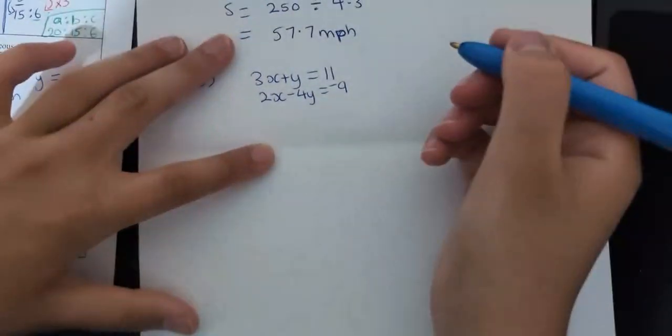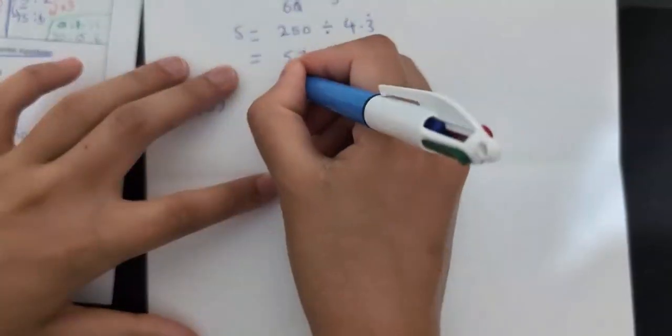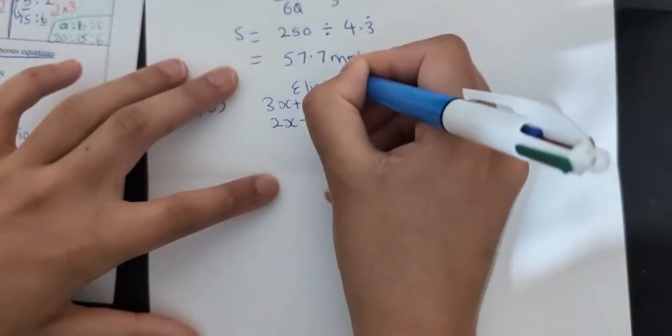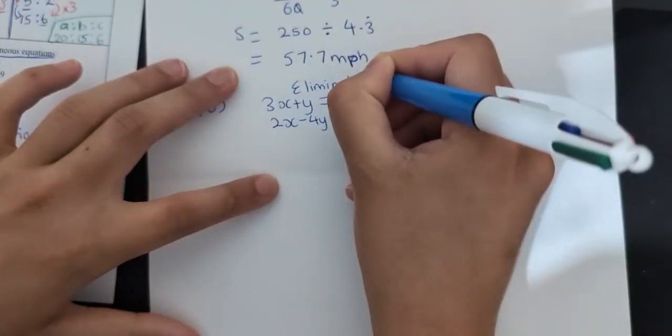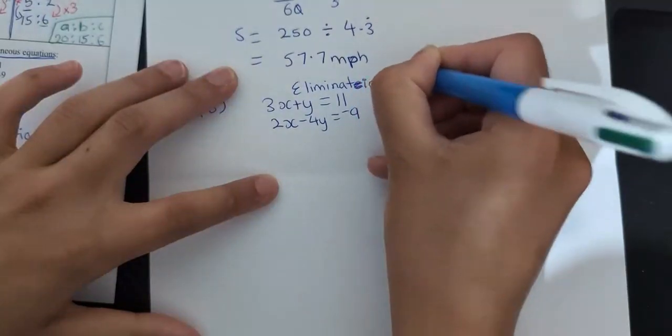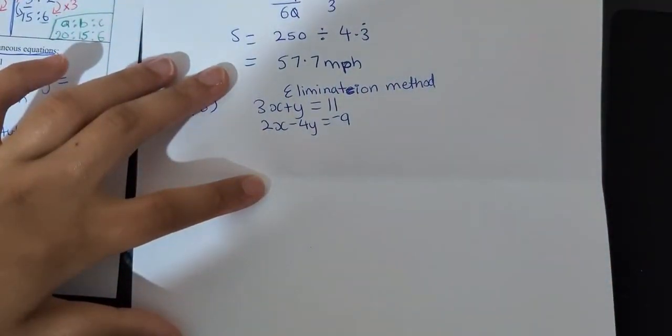Alright, so the method I'm going to start off with first is called the elimination method. So for question number 8, if we eliminate one variable, then we can work out the answers.